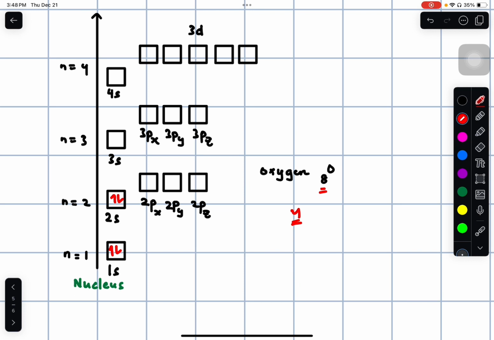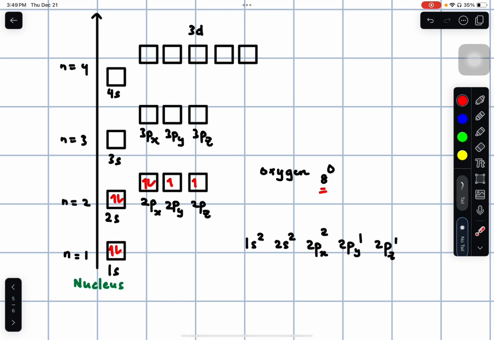How are you going to fill them up? It's not going to be 1, 2, 3, 4. This will be totally wrong. Instead, your correct answer should be 1, 2, 3, 4. If you were to write down the electron configuration of it, this is how it's going to look like. 1s2, 2s2, 2px2, 2py1, and 2pz1.